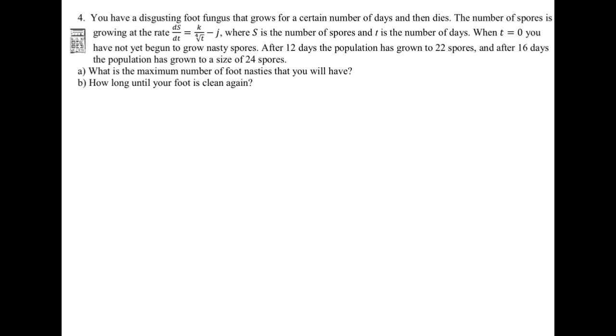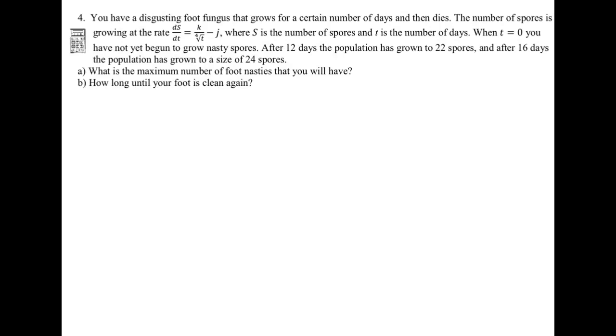You have a disgusting foot fungus that grows for a certain number of days and then dies. The number of spores is growing at the rate ds/dt = k times the fourth root of t, minus some other constant j, where s is the number of spores and t is the number of days. We're told when t equals 0, you have not yet begun to grow nasty spores. That's telling you your C value is 0 after we integrate.